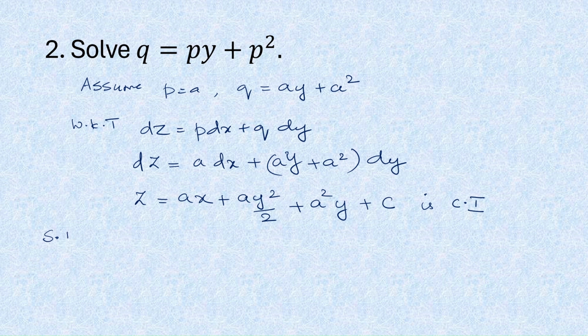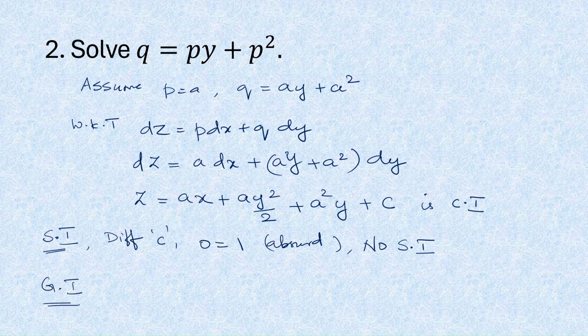Now to obtain the singular integral, as usual, we differentiate partially with respect to c, which gives 0 = 1, which is an absurd result, so we can conclude there exists no singular integral. Next, coming to the general integral, we take c as a function of a, and then differentiate partially with respect to a, and eliminating a, we obtain the general integral.